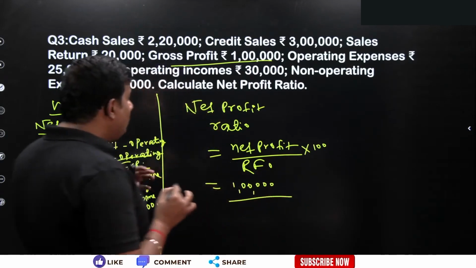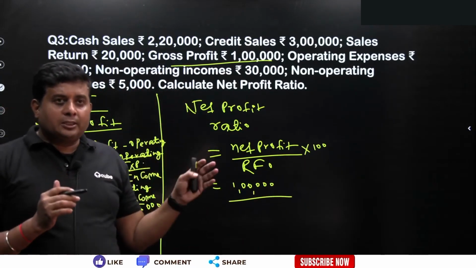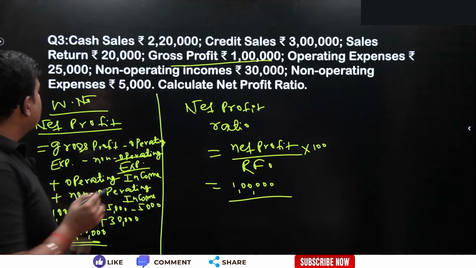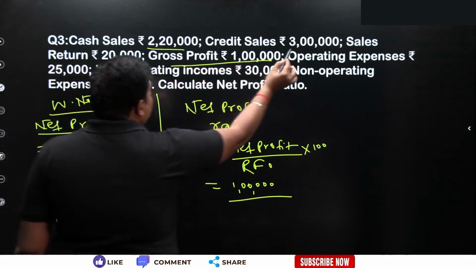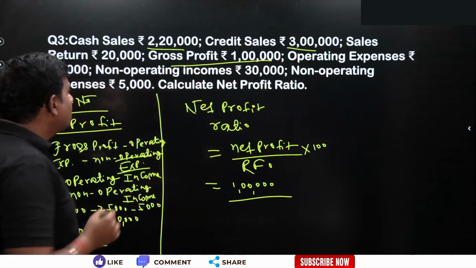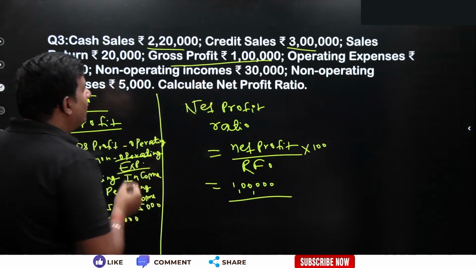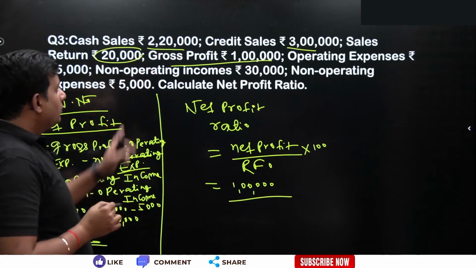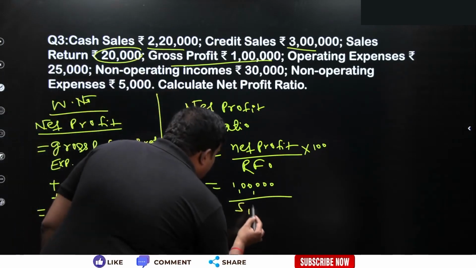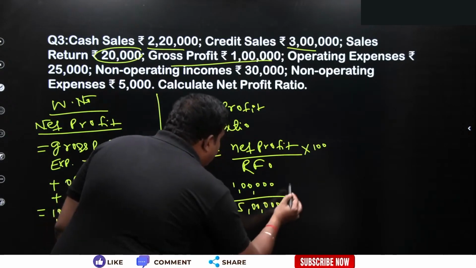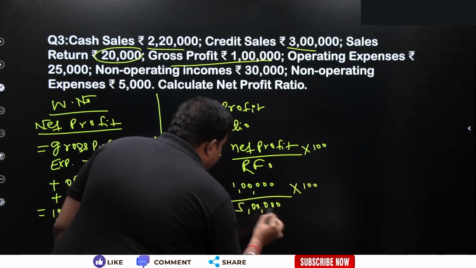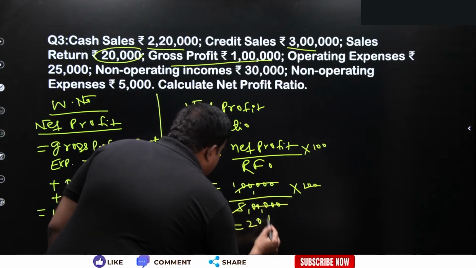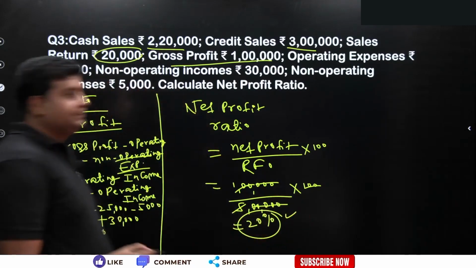Now, revenue from operation means net revenue from operation. In order to calculate the revenue from operation, what we have to do is cash sales plus credit sales. If you add cash sales and credit sales, how much will it come to? 2,20,000 plus 3 lakh will give you 520, minus sales return of 20,000. So this should be 5 lakh. So the net revenue from operation is 5 lakh into 100. So 20% is your net profit ratio.